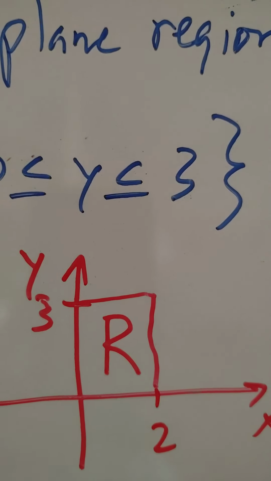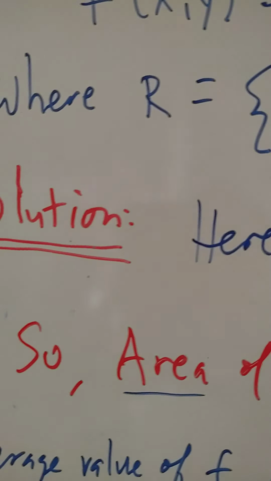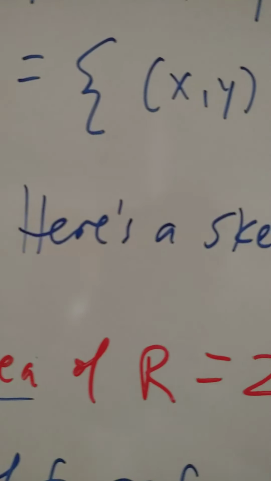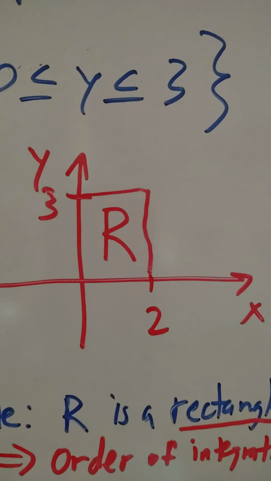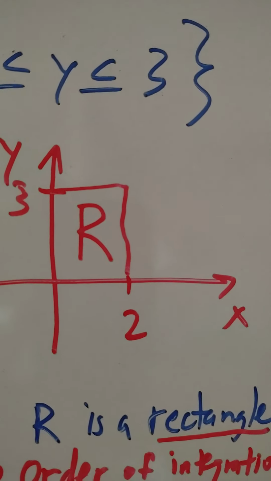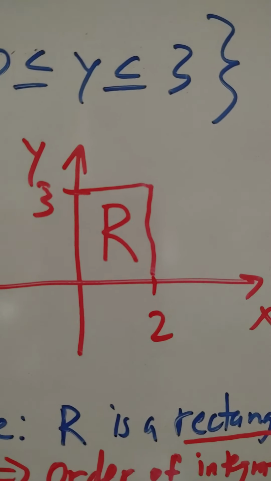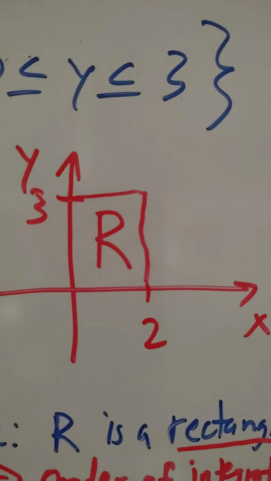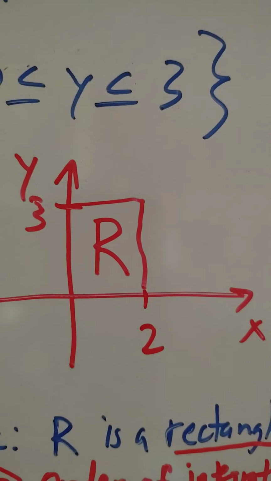So the tip is to always sketch the region R. So that's what we're going to do next for our solution. So for the solution, here's a quick sketch of R. It's just going to be a rectangle 2 by 3 because x goes from 0 to 2. So on the x-axis we go 0 to 2, and on the y-axis we go from 0 to 3. We get that rectangle which I labeled R. So that is our region R.